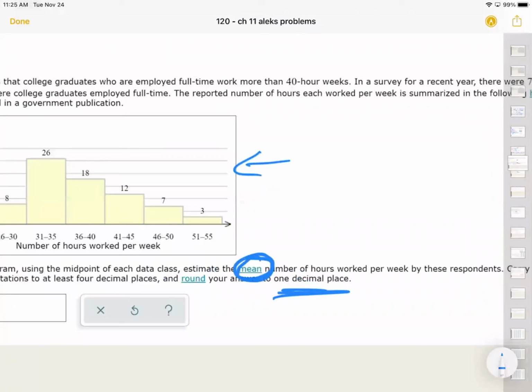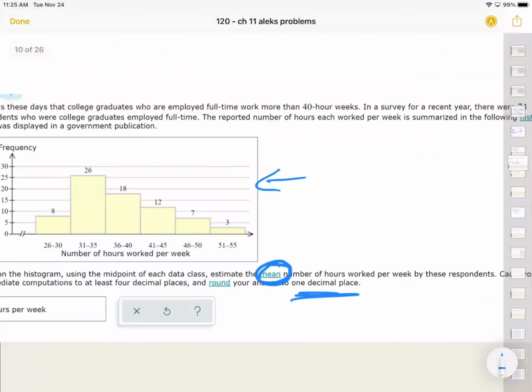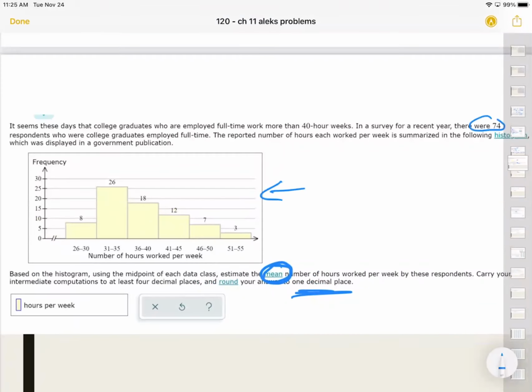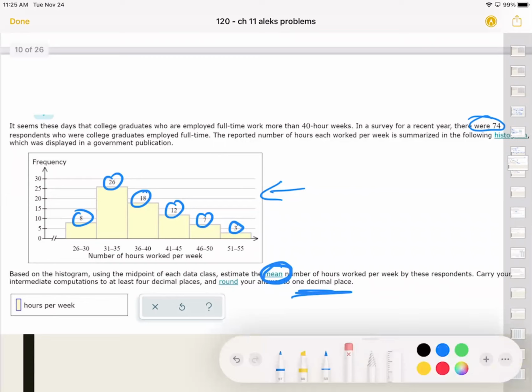So in terms of this histogram, we know that there are a total of 74, right? If you don't see that, you can add this number, this number, this number, and so on. If you add those numbers up, you should get 74, because that's how many people are in this survey. So how do we find the mean if they give you this histogram?